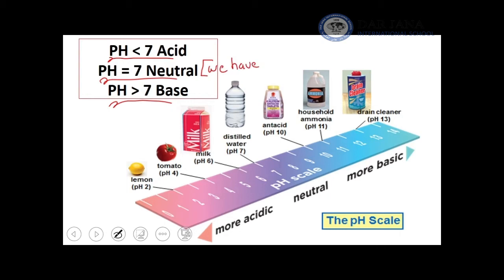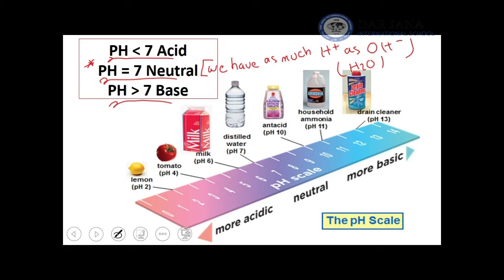Okay, so let's note that in this case, we have either no H+ nor OH-, or we have as much H+ as OH-, like in water, H2O. Okay, so this is how you get a neutral substance, a perfectly balanced substance.